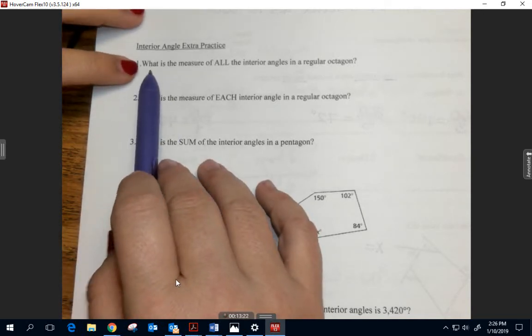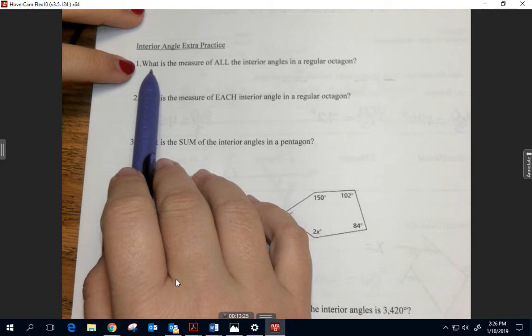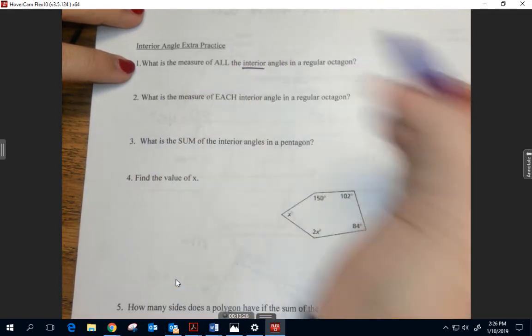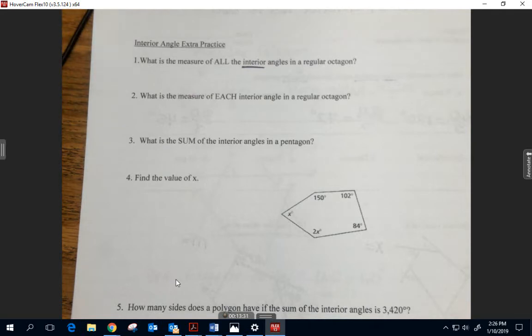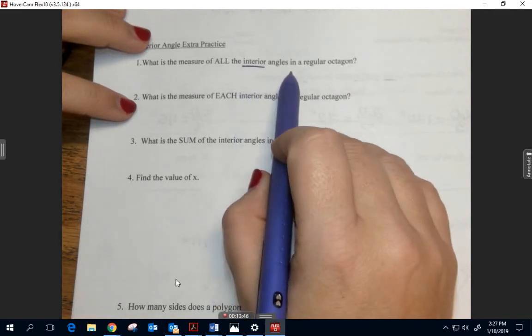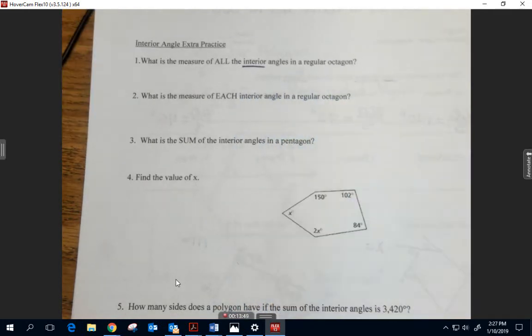First of all, how do I know what it's asking me? Well, what is the measure of all interior? So I know right then and there we're talking about the inside of the polygon. And remember, that doesn't have one set rule. It doesn't just add up to one measurement, where the exterior does, but the inside does not. So interior angles in a regular polygon, a regular octagon. When it says regular, we know it is convex. And we know that all sides are congruent and all angles are congruent.